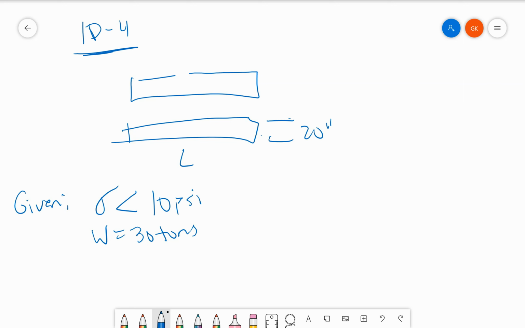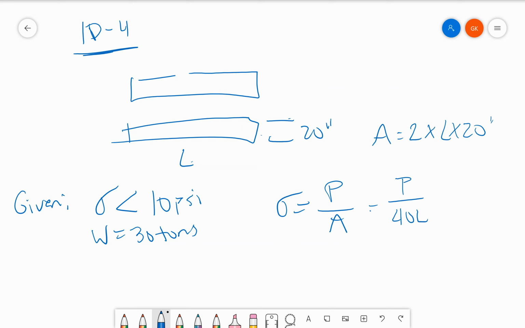So first off, let's think about our equations. We have the stress equation, which is simply stress is equal to our load over the area. And what we want is probably the area, because we can get that in terms of length. So let's go ahead and calculate the area and put it in a variable form. Area, there's two of them, is going to be equal to 2 times L times 20. So this will give me the answer L in inches. So let's rewrite this equation. It's going to be equal to the load over 40L.